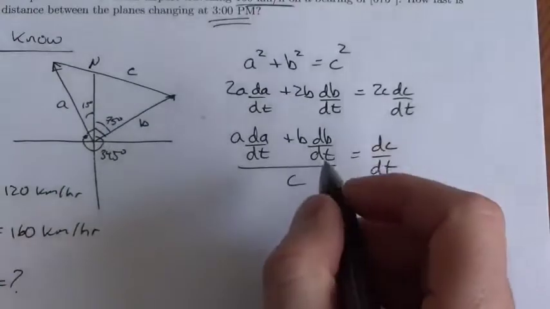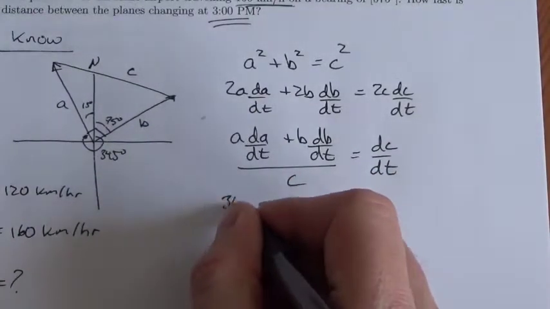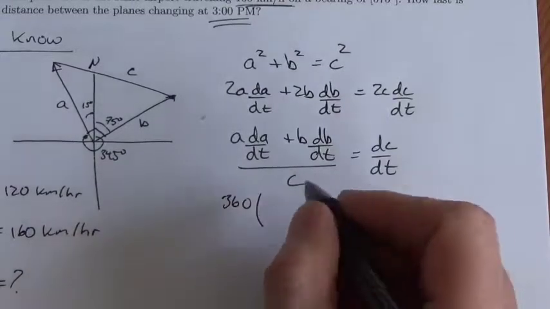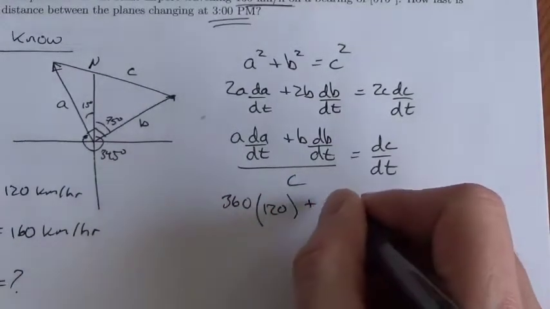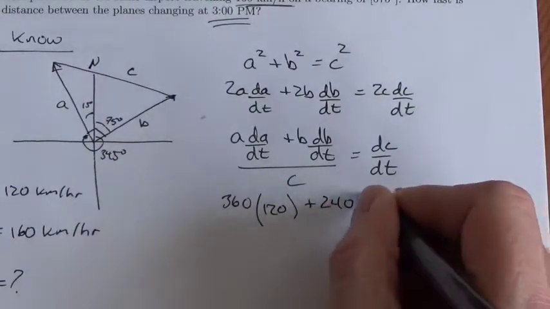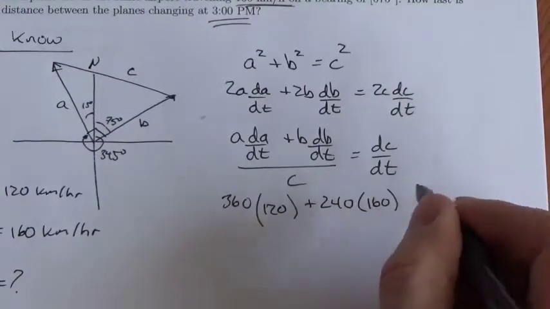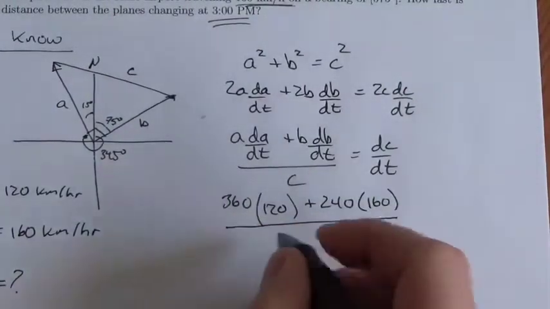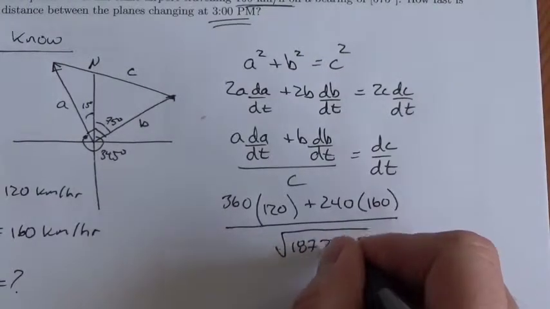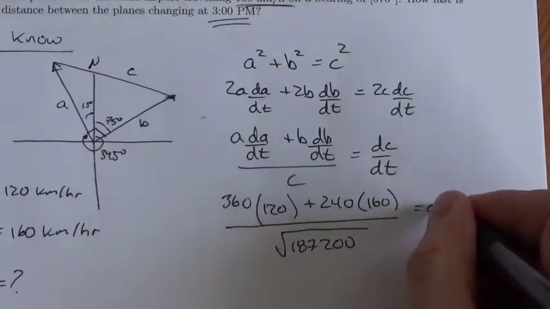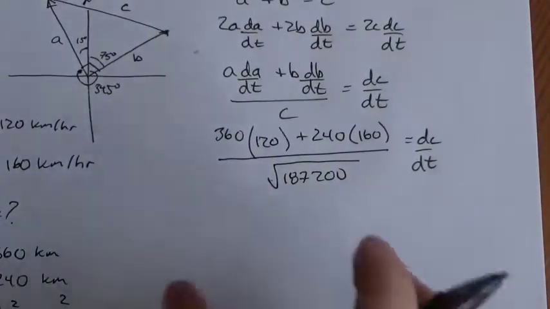So I know now that A is going to be 360 and that is going to be multiplied by 120. B will be 240 and I'm going to multiply that by its rate of change, which will be 160. This is all going to be over the square root of 187,200. And this is going to equal my dc by dt, the rate of change of the distance between them.